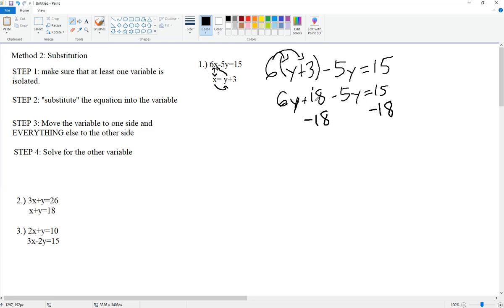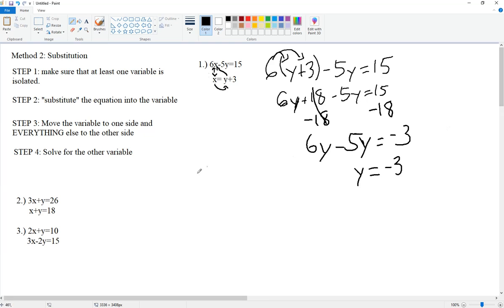And these are going to cancel. So I'm going to get 6y minus 5y, because I didn't touch those, is equal to negative 3. Then I simplify this out. I had 6 y's and I am taking away 5 y's, which means I end up with 1 y. If you just put y, that's fine, it's the same thing. And now I have negative 3.